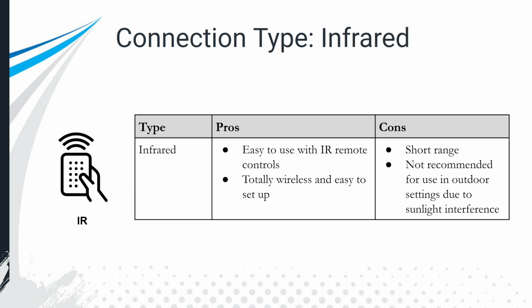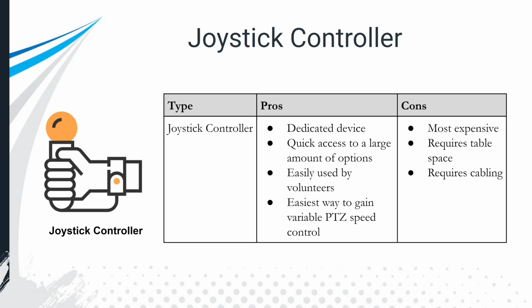Now, infrared, which we had a whole chapter on, so I'll breeze through this, is very easy to use. It's totally wireless, but it has a short range, and it's not recommended for use outdoors because the sun can interfere with the sensor. Now, a joystick controller is everybody's favorite because it's a dedicated device.